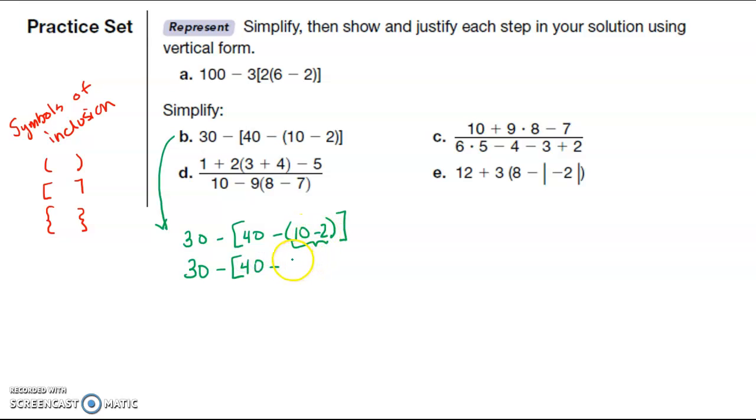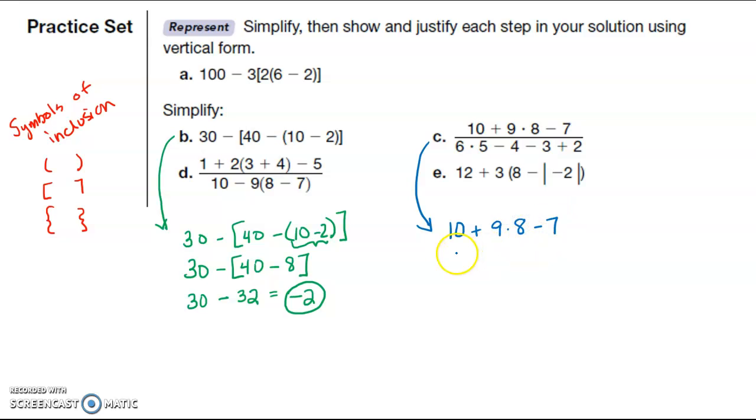10 minus 2 is 8. Okay. And then, of course, we're just leaving the 30 there. 40 minus 8 is 32. This is negative 2. That's interesting because we haven't done positive and negatives yet. But we will. Okay, let me change colors. Let me bring this one down. 10 plus 9 times 8 minus 7 over 6 times 5 minus 4 minus 3 plus 2.